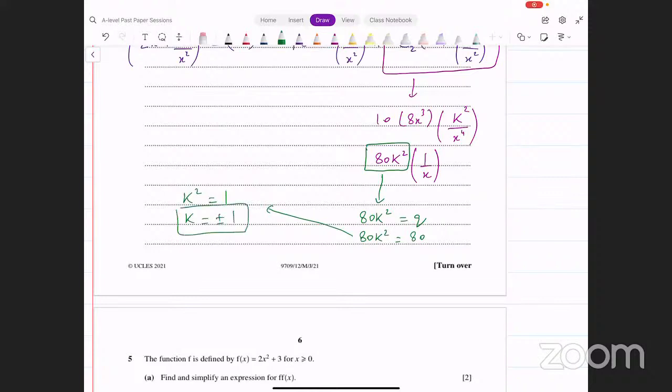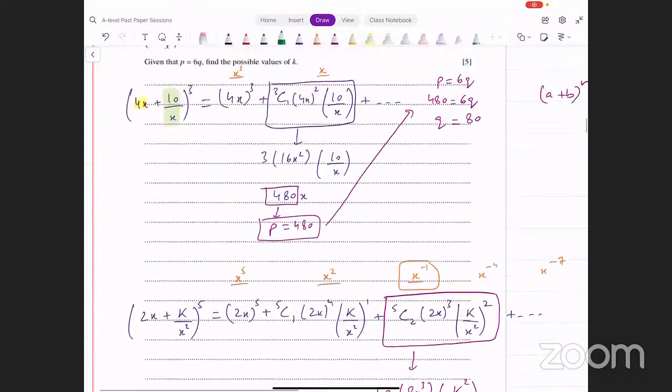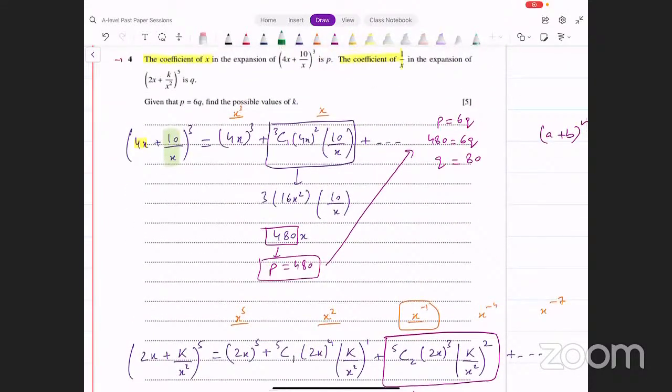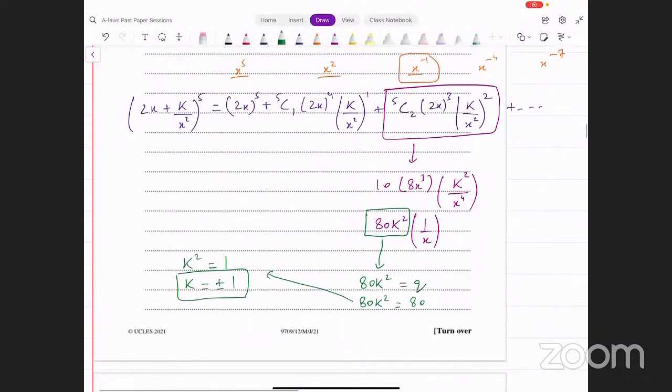उसने कहा हुआ था possible values of k. So you know from that you should have multiple values. ये आपके पास 2 values आई हैं, k equals plus or minus 1. Is that okay to everyone? Any problems with this? This was question number 4 from this paper.